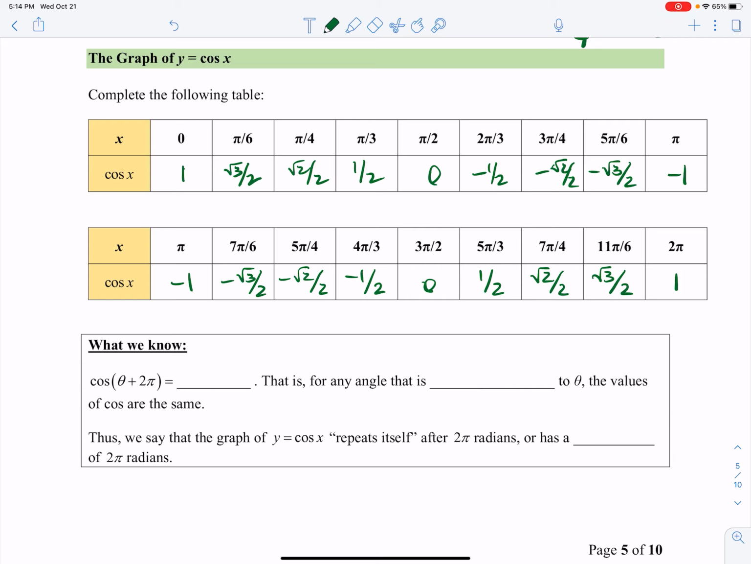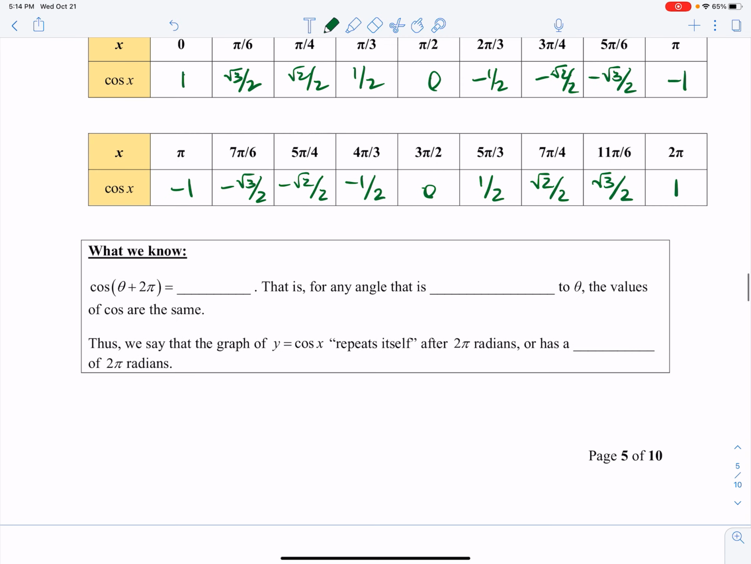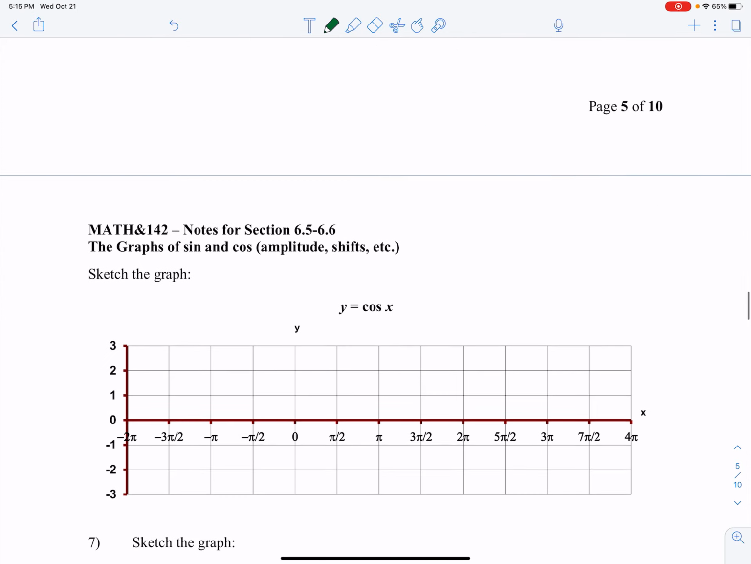So just some particulars. We also know that if two angles are coterminal, the value of the cosine is the same because that ratio is not going to change. So that means cosine of theta plus 2 pi is the same as cosine of theta. And that means for any angle that is coterminal to theta, a word we're more familiar with, the values of cosine are the same. So we have this whole repeating thing happening again, and that means that cosine has a period of 2 pi radians. So this is not unfamiliar territory for us here.